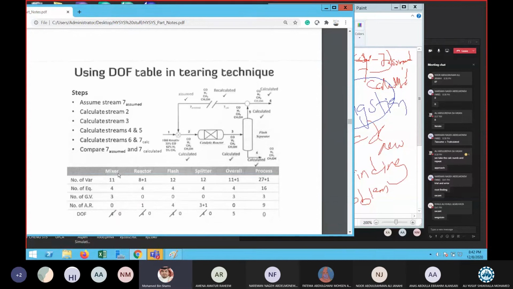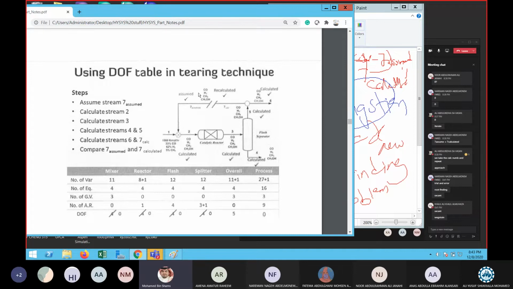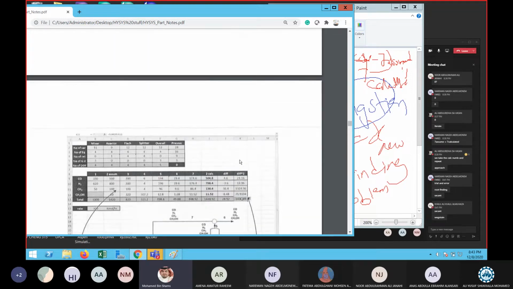So the steps involved here are the following. You assume a stream, you calculate stream number 2, and then the mixer gets solved. Because once you assume here, as we said, the degree of freedom is 0, you solve this. Then you calculate stream number 2, then you solve the reactors. Because the degree of freedom now is equal to 0, you are able to solve the reactor. Then you compare the 7 assumed with the 7 calculated. Happy, stop. Not happy, take this and put it here and continue. So it's an iterative procedure.